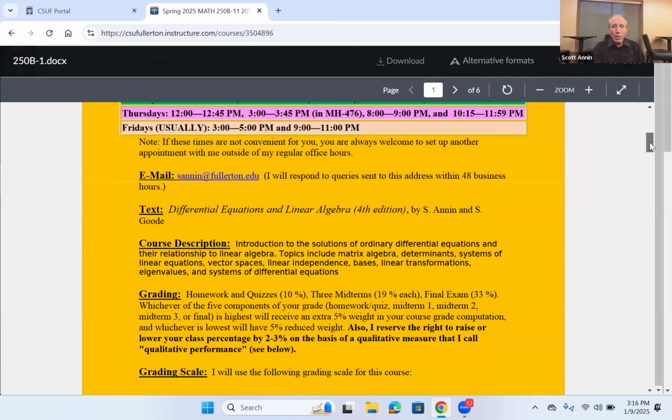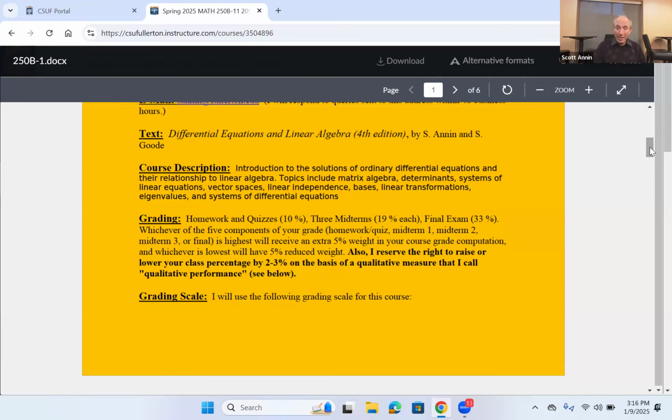I'll let you read about the course description a little bit, and you can see how the course will be graded. We're going to have 3 midterms and a final exam. And I do a little bit of reweighting of your grade to put a little more emphasis on a particularly strong area that you might have had, either the homeworks or one of the midterms or the final. I call it an extra 5% weight. I will add that to whatever the best component of your grade is, while removing 5% of weight from whatever the weakest component of your grade is. So this tends to help students in the long run. It increases their overall class percentage.